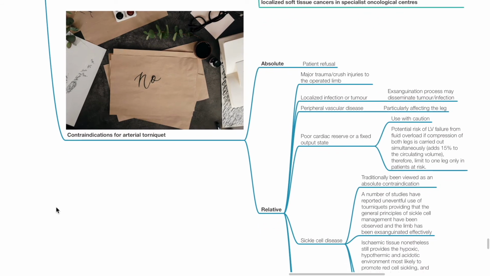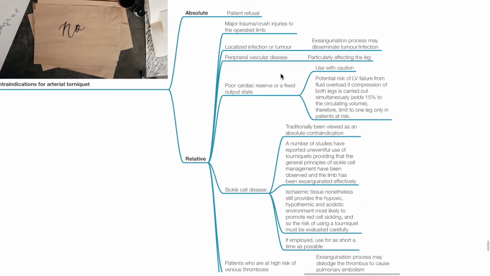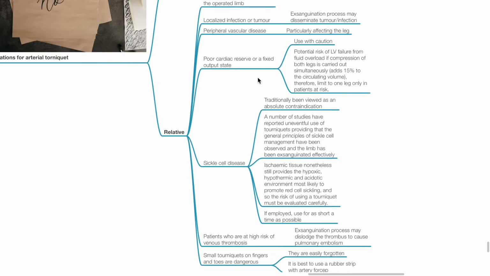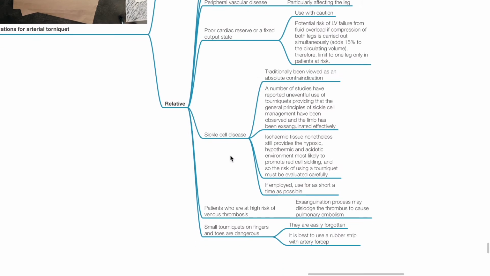Contraindications for the arterial tourniquet include the absolute contraindication, patient refusal. Relative contraindications include major trauma or crush injuries to the operated limb, localized infection or tumor, as the exsanguination process may disseminate the tumor or infection, peripheral vascular disease, particularly affecting the leg, use with caution in patients with poor cardiac reserve or a fixed output state, sickle cell disease, patients who are at high risk of venous thrombosis, and small tourniquets on fingers and toes.